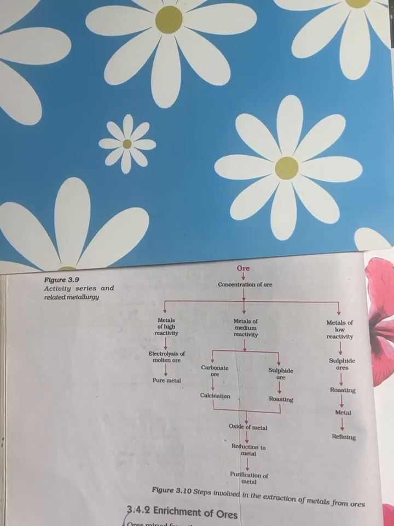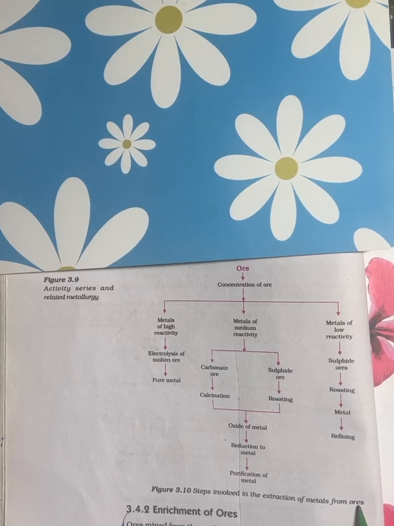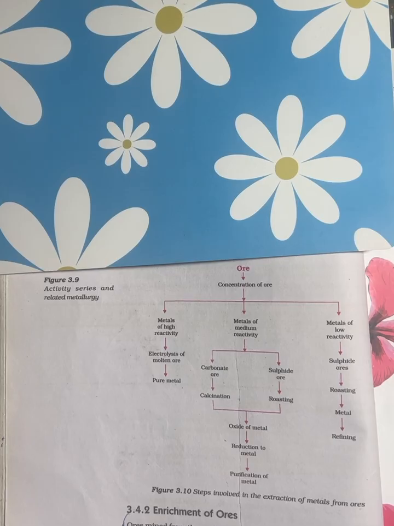Students, today I am going to explain to you the steps involved in the extraction of metals from ores. First, let's know what is ore. Elements or compounds which occur naturally in the earth's crust are known as minerals, and minerals from which metals can be extracted profitably are called ore.